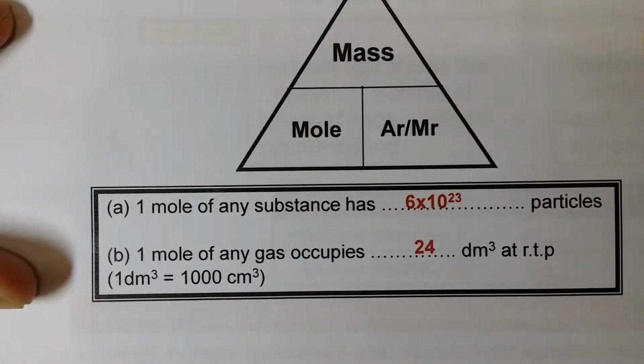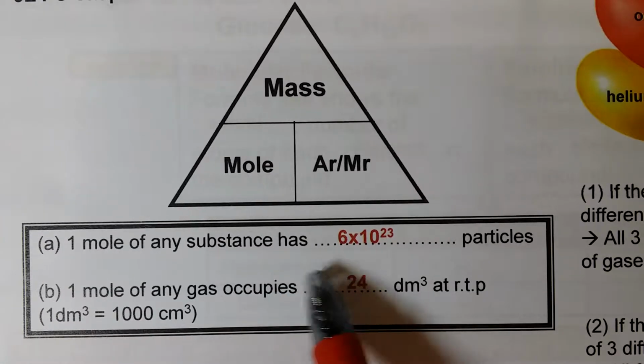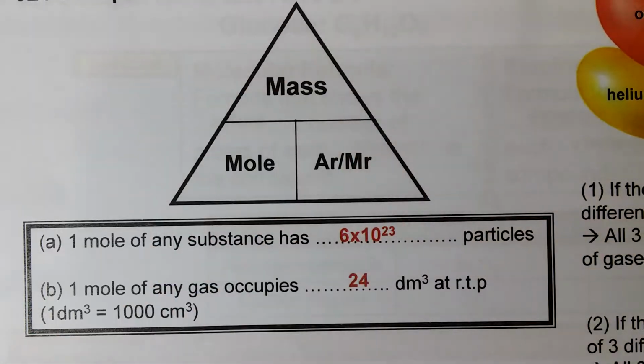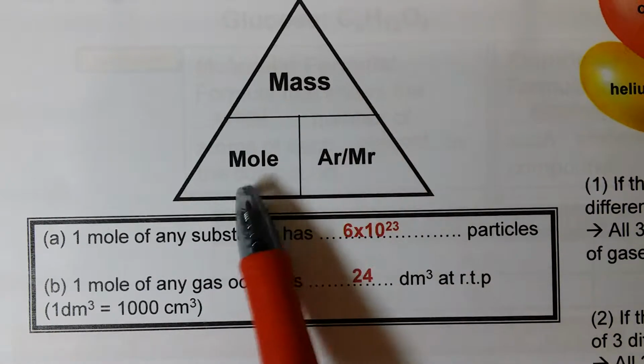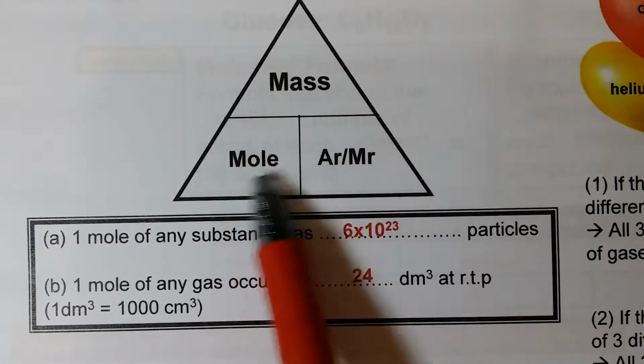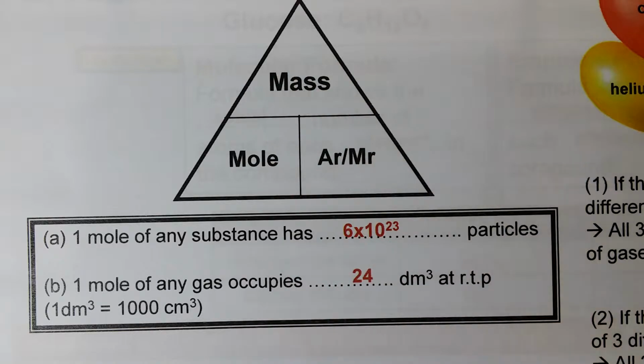Okay, this is basically what you need to remember when you are doing the mole calculation. Okay, how do you calculate mass? Mass is mole times the AR, the MR. How do you calculate mole? Mole is mass divided by AR or MR.